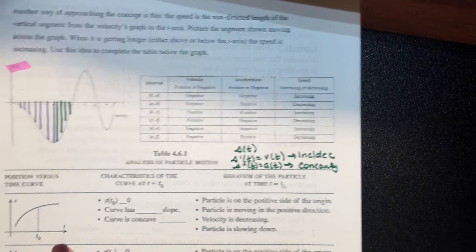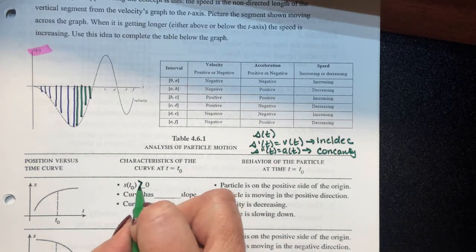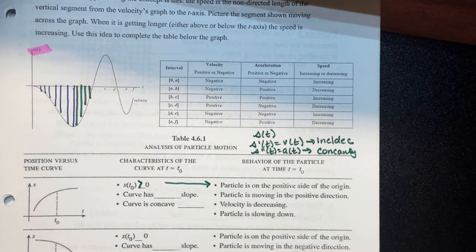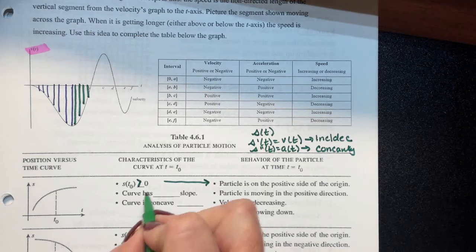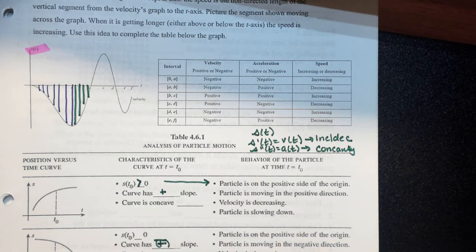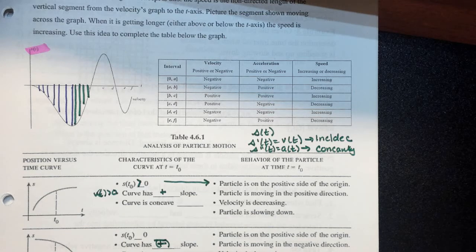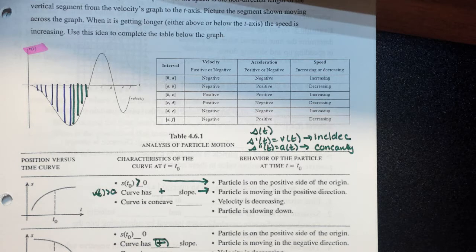All right, so let's take a look at time t is equal to 0. So again, S of 0 is positive. The position is on the positive side of the origin, so you know the particle is on the positive side of the origin. The curve has a positive slope. That means your v of t is going to be greater than 0. And again, what that means is your particle is moving in the positive direction.